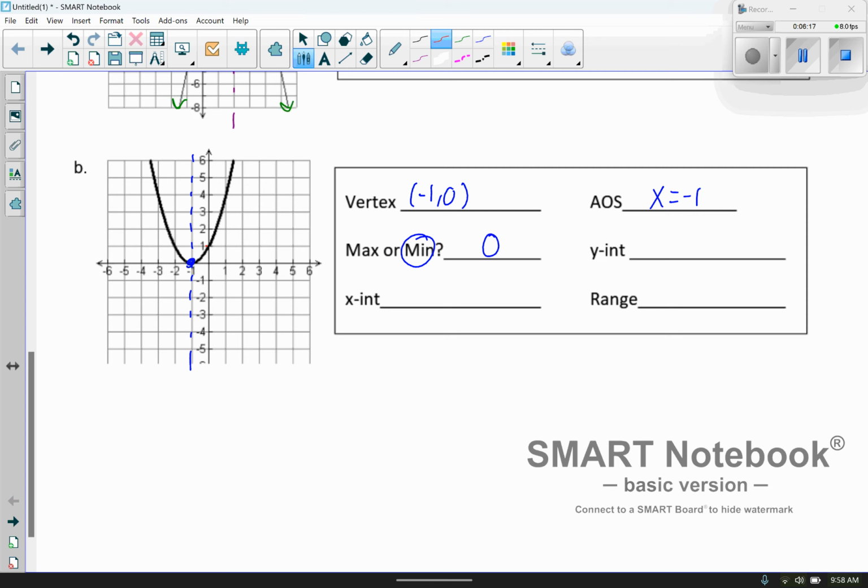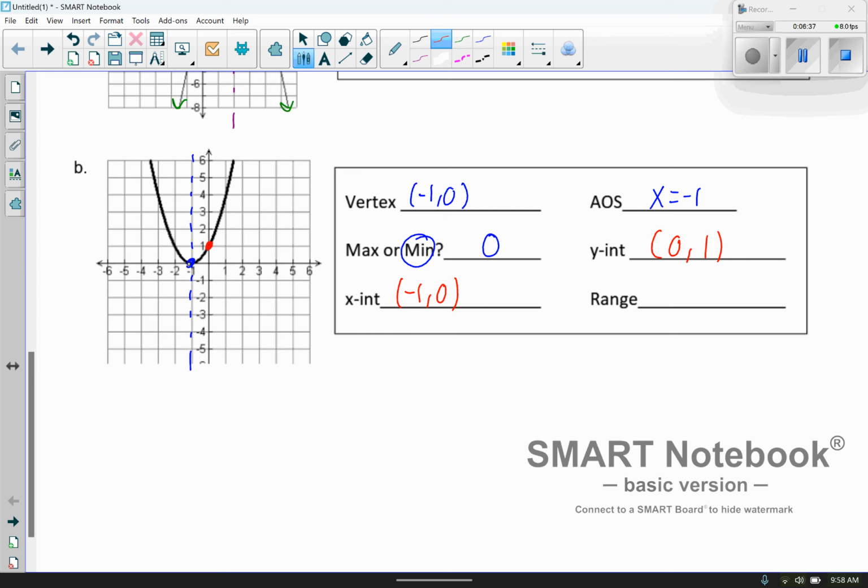Then it looks like we have a y-intercept right here at 0, 1. And this is one of those cases where we only have one x-intercept, and it's actually going to be what the vertex value was. So that's at negative 1, 0. That's my x-intercept.